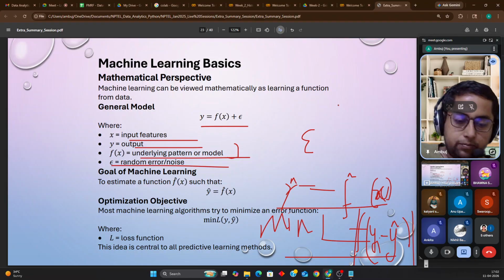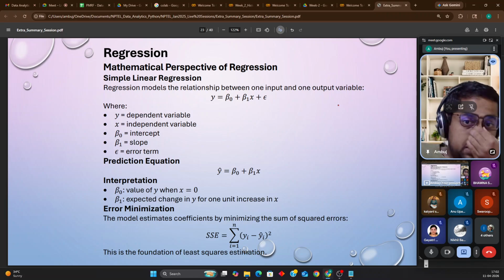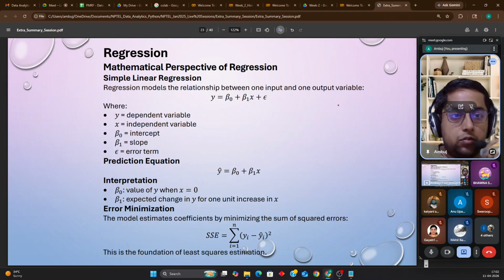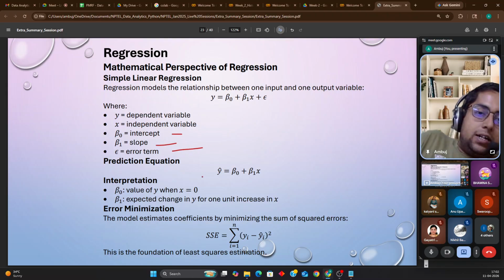Next, you try to see regression. Basic regression already we have covered. Regression models the relationship between one input and one output variable. That is y is equal to beta 0 plus beta 1 x plus epsilon, where beta 0 is the intercept, beta 1 is the slope, epsilon is the error term.